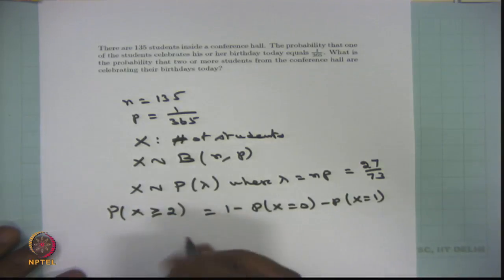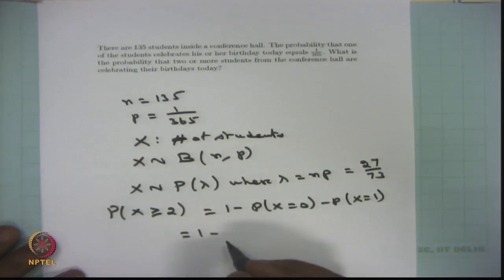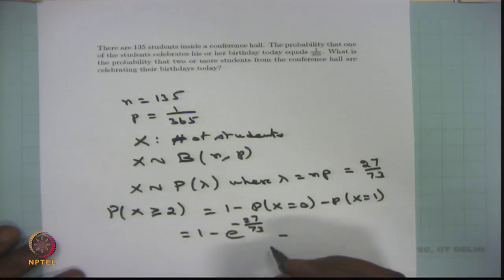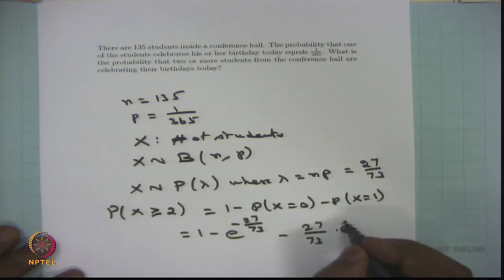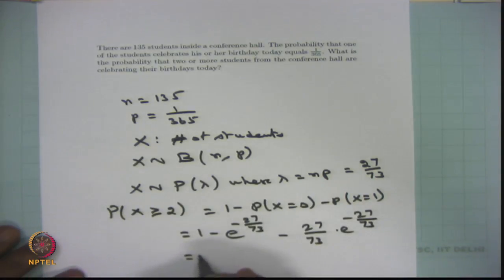You can get the probability of X equal to 0 because you know the probability mass function. So that is 1 minus: the probability mass function for the Poisson is e power minus lambda, lambda power x, with x being 0 here, divided by 0 factorial. So it is going to be e power minus 27 by 73. When you substitute the probability of X equal to 1, you will get 27 divided by 73 times e power minus 27 by 73. If you simplify, you will get the answer, which is 5.3659 times 10 power minus 2.